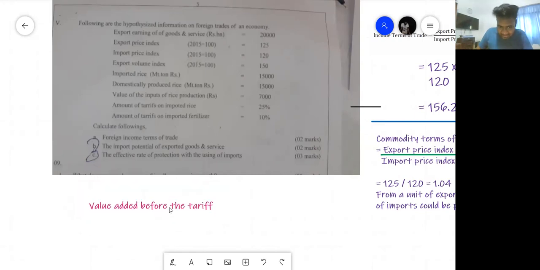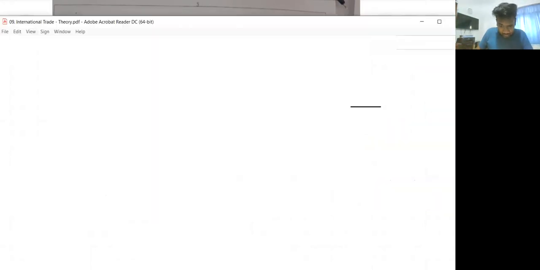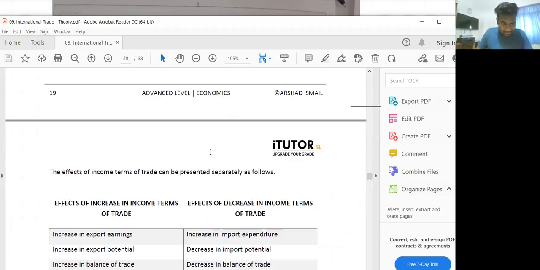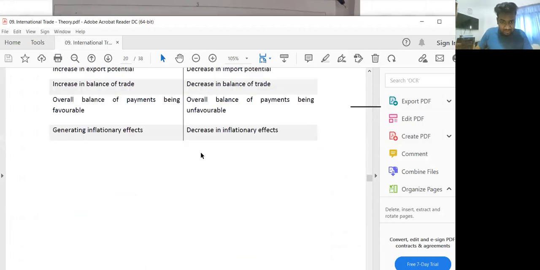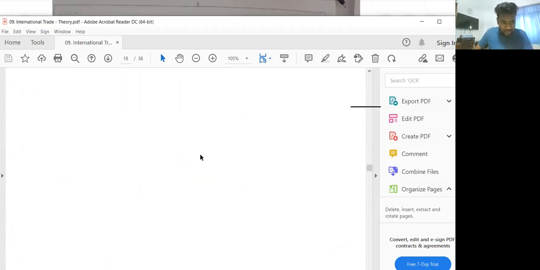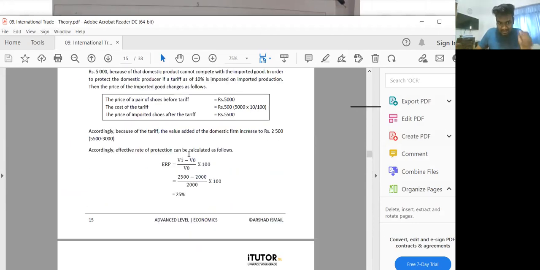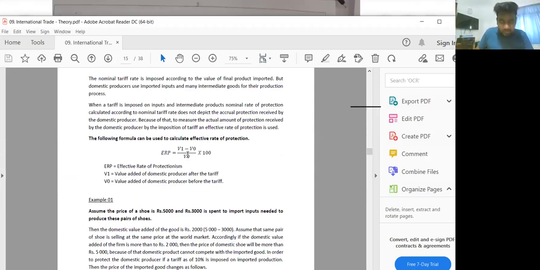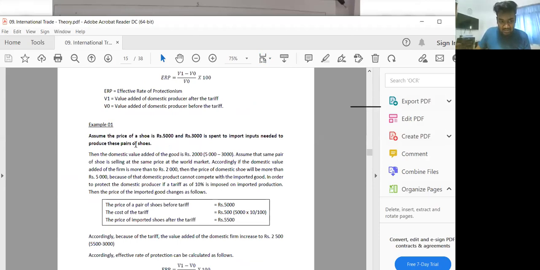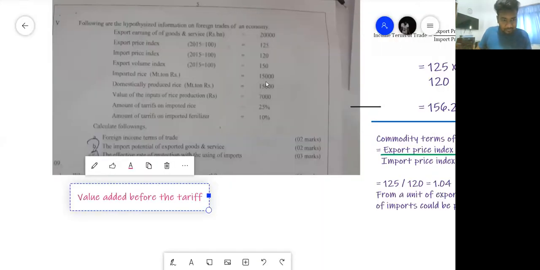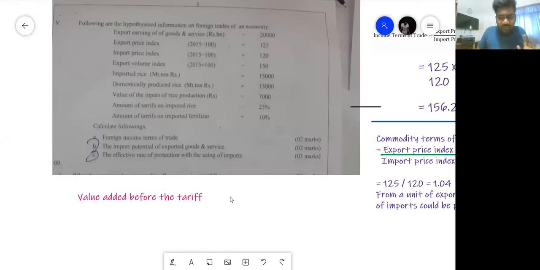It's there in the notes also. I don't know if you all have this. Just check if you have any of my tubes somewhere around here. These examples are very close to what's there in your paper. This should be there in my tube. This is my 2022 tube, but it's there in the 2021 tubes as well. I'm talking about a pair of shoes and inputs on it. Just check that example, very similar to the one here. Okay, that's the one. So first we'll get value added before tariff, guys.